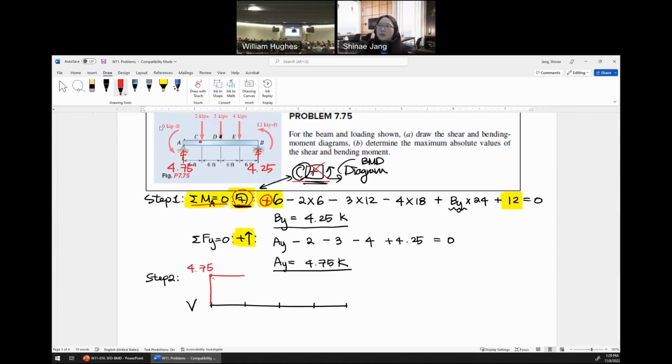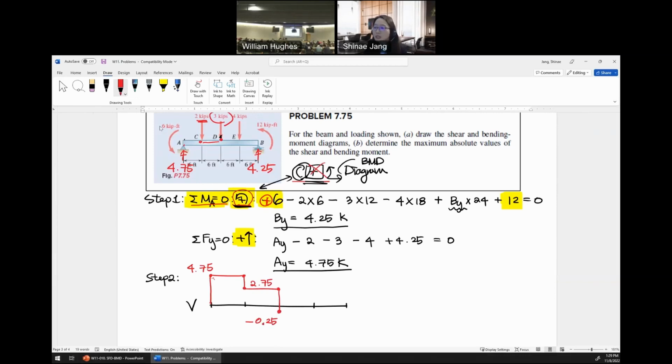At C, we have 2 kips downward. So from 4.75 down by 2, this one should be 2.75. Okay. And then between C and D, no changes, so stay there. And then at D, we have 3 kips downward. So from 2.75 down by 3, so going to minus, right? So it's minus 0.25.